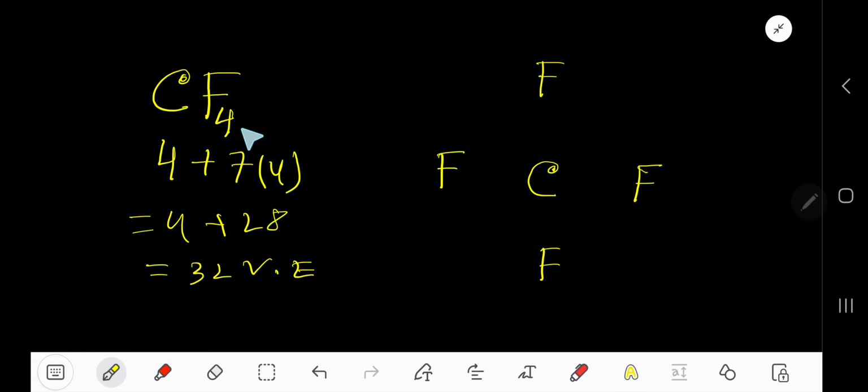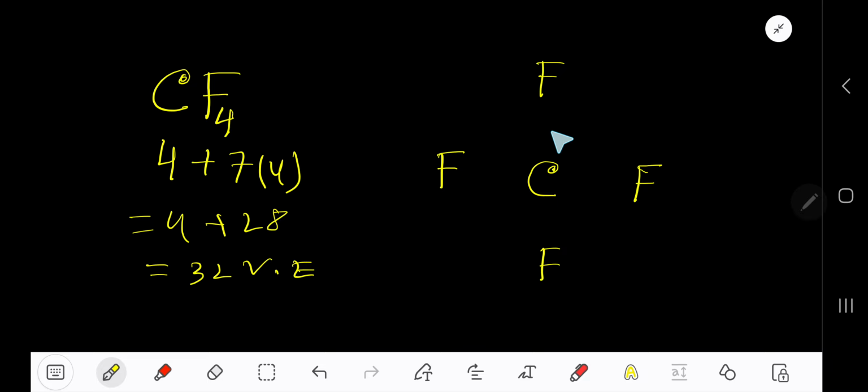Carbon tetrafluoride Lewis structure. Carbon has 4 valence electrons and fluorine has 7 valence electrons, but here we have 4 fluorine atoms, so multiply by 4. So we are getting 4 plus 7 times 4, 20, 32 valence electrons totally. These 32 valence electrons have two tasks at the same time.